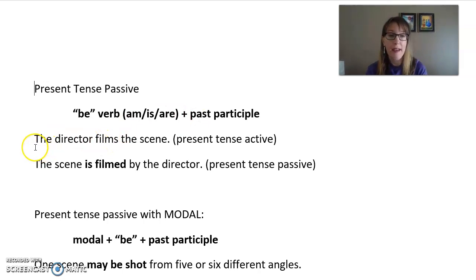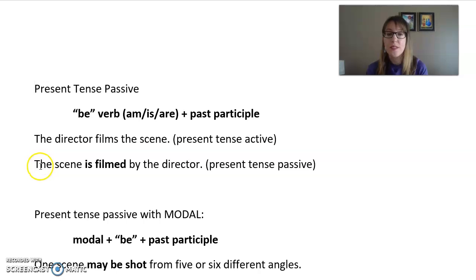Okay, here's an active sentence. The director films the scene. Okay, so if we're talking about a process, something that always happens, the director does this action. Okay, so film is the verb. We're using present tense, singular. Okay, and it's active. Now, if we want to change from active to passive, the object will become the subject.